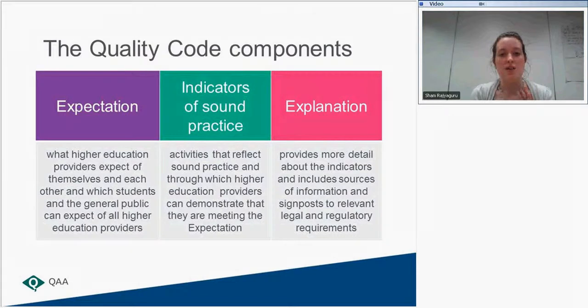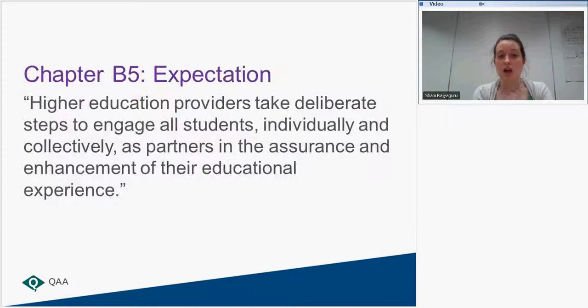They're examples of how you can go about this, how you can meet that expectation. And then you've got the explanation text, which most people find the most useful, as it gives more details, points you towards tips and case studies, and really helps you break down what it means. So when you do take the time to read it, it can be useful. So, this chapter has one expectation and 7 indicators.